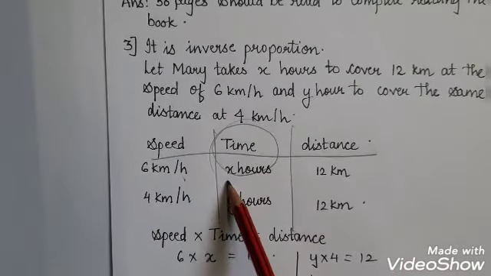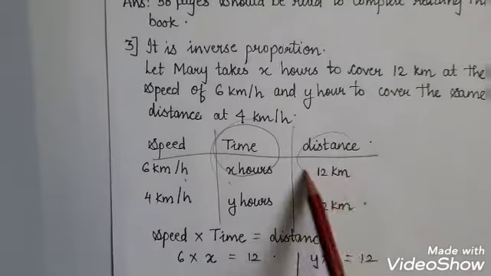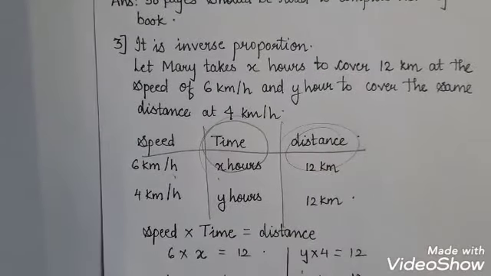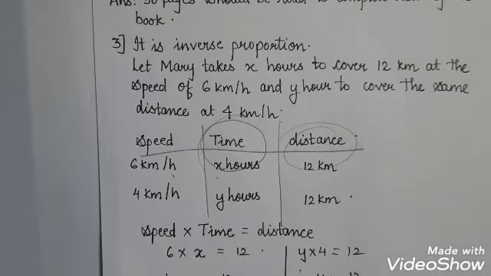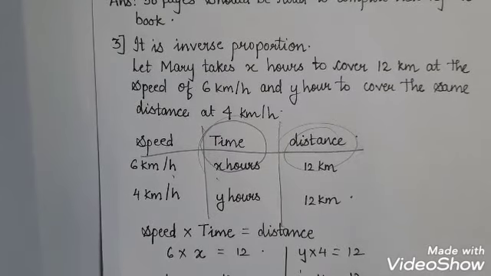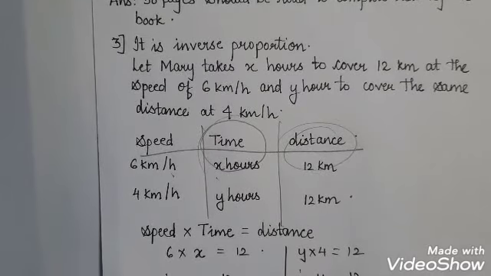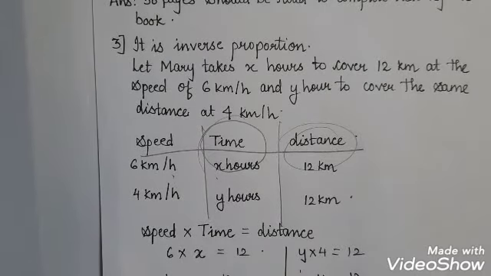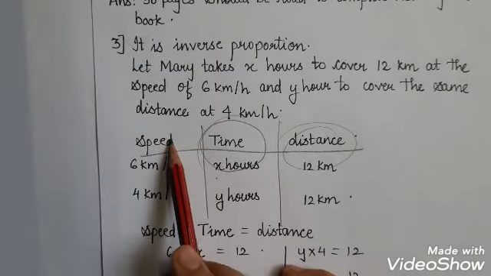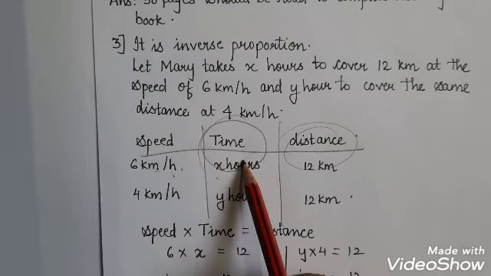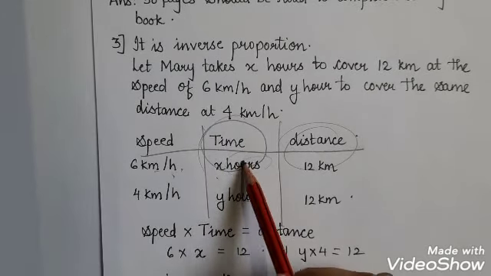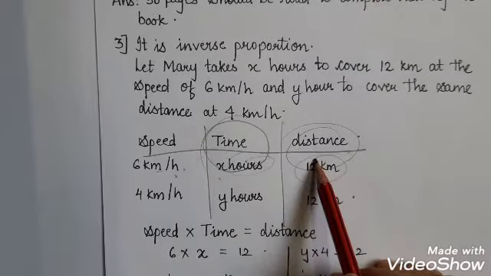Which is 12 kilometers away. So the distance is given to us as 12 kilometers. So you can see there are 3 columns made. One is speed, another is time, and the other one is distance. Now speed and distance are given to us, we have to find the time. So now this is the first case. There are 2 questions, so first we will look only at the first question. Now she travels 6 km per hour. How long will she take to reach her aunt's house? That is X hours, which is 12 km away.